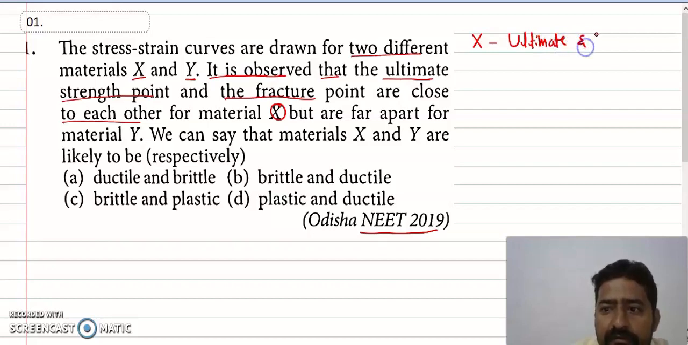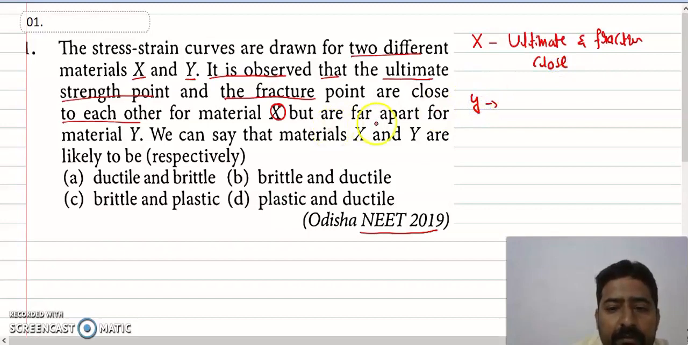So the ultimate strength and the fracture point are both seen very close to each other in X. But in Y, they are far apart.